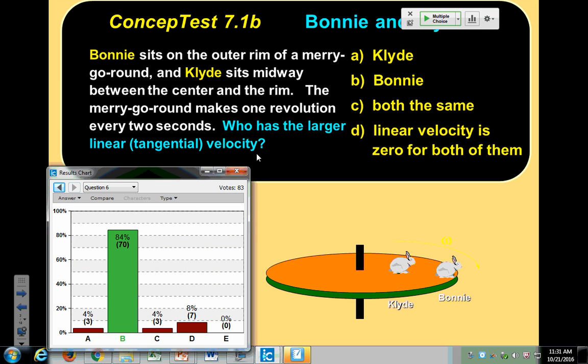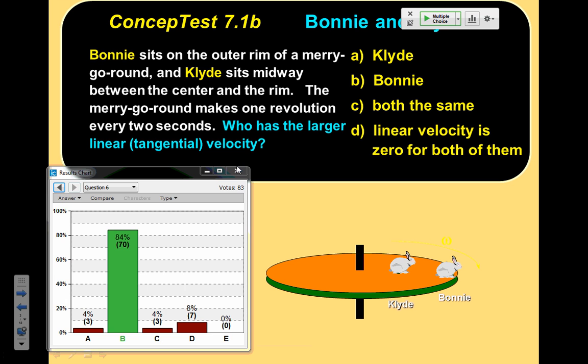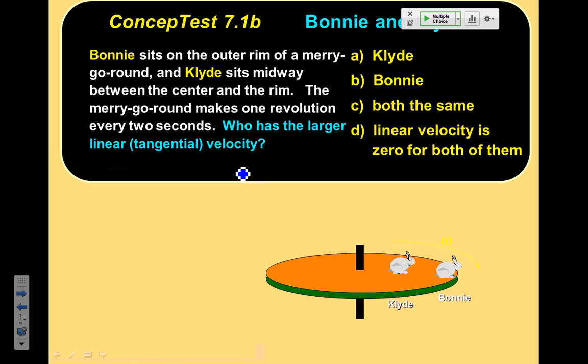Okay, good. B is right. Bonnie has the larger tangential velocity. Remember, our V is equal to omega times R. They both have the same omega. So if R is bigger, like it is for Bonnie, then her speed is going to be bigger. You feel like you're going faster on the edge of a merry-go-round than, say, in the middle of a merry-go-round.